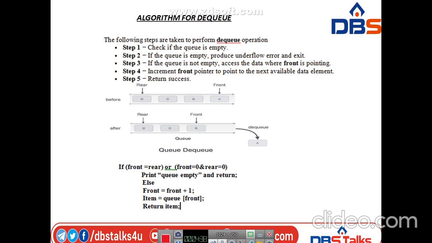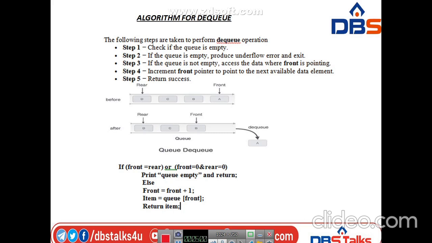Okay, only if the queue is not empty are we going to perform the deletion operation. Here the steps are: first, check if the queue is empty or not. Second, if the queue is empty, then produce the error message. Third, if the queue is not empty, then we are going to delete the element.